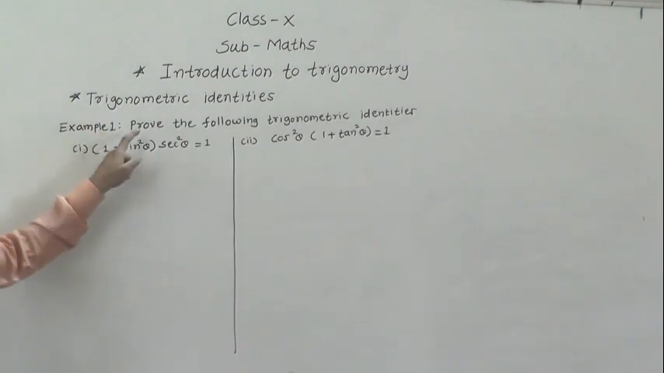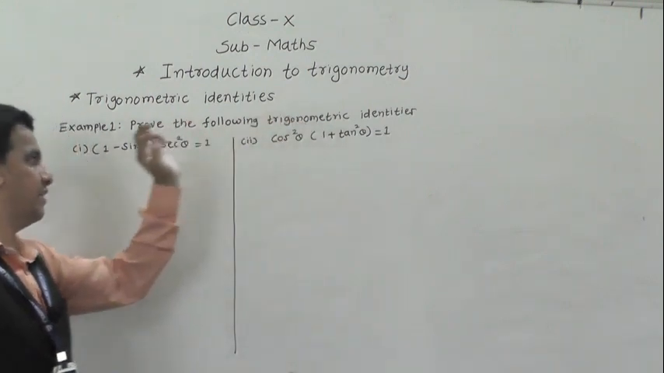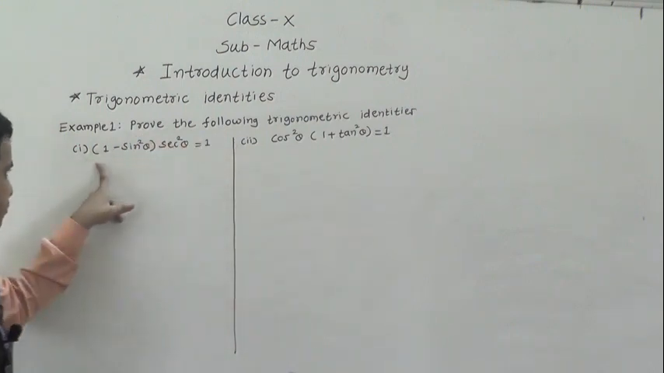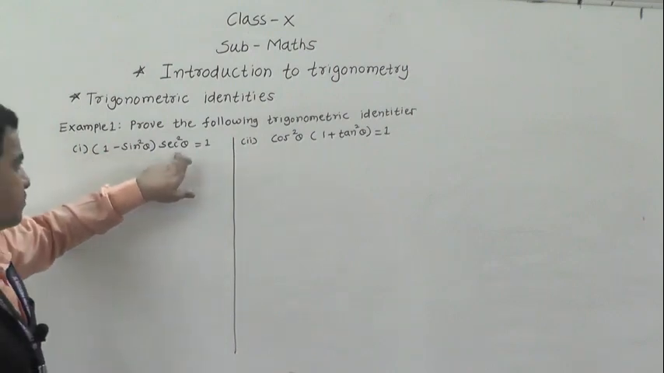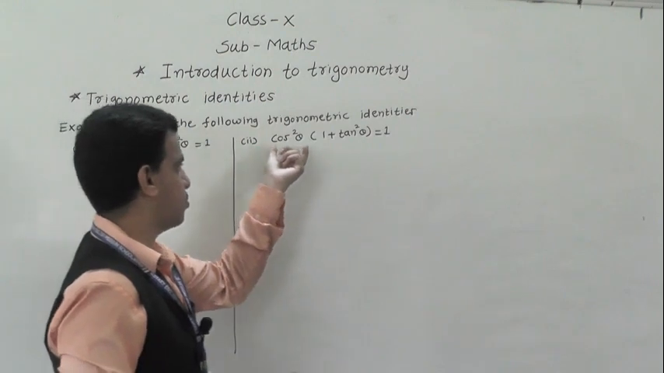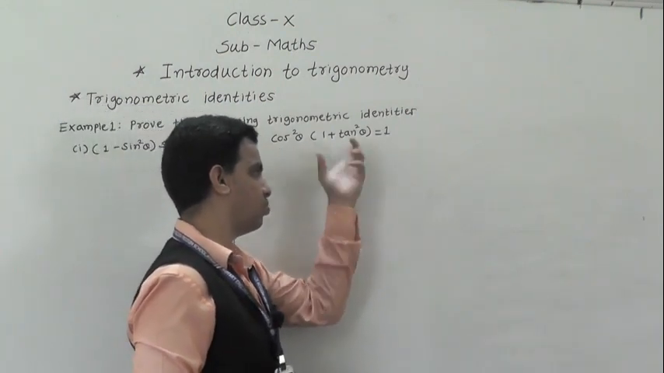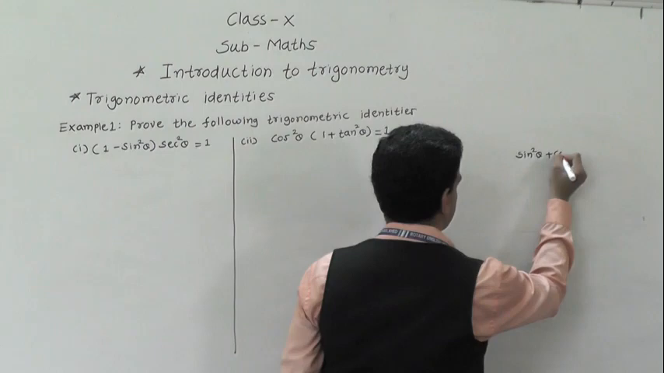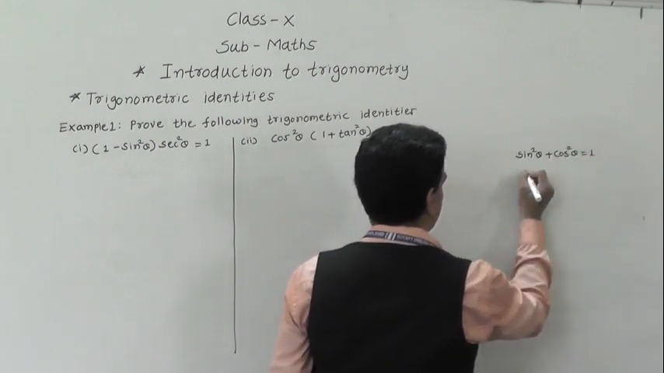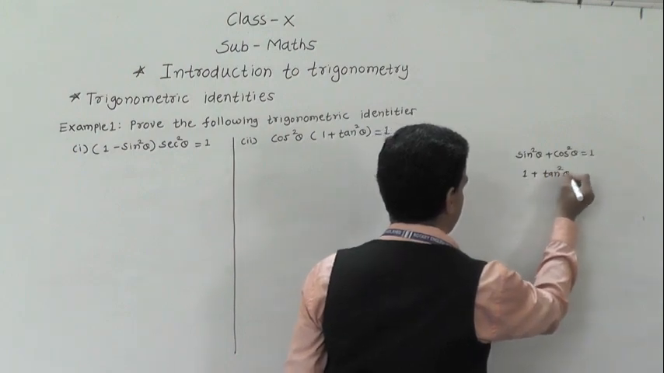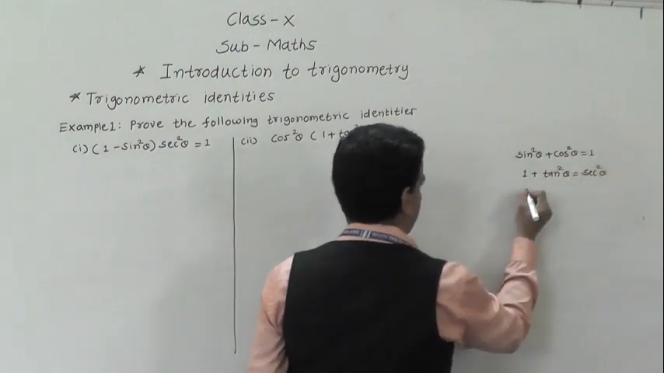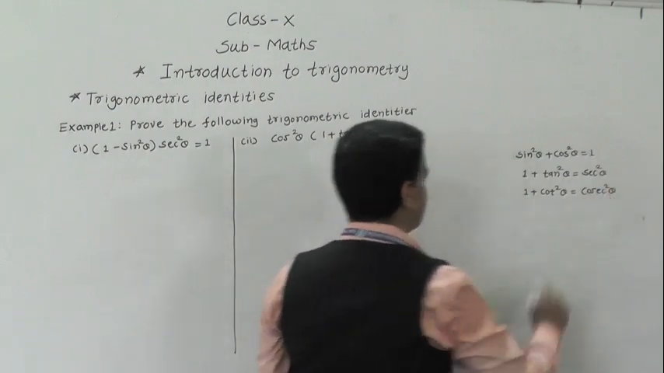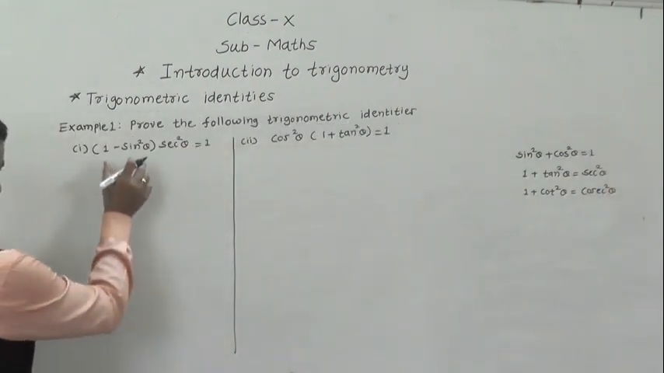First example is: prove the following trigonometric identities. Here I am taking the first two sub questions. First one is 1 minus sin square theta into sec square theta is equal to 1. Second one, cos square theta into 1 plus tan square theta is equal to 1. So here I am writing these three identities. First one, sin square theta plus cos square theta is equal to 1, 1 plus tan square theta is equal to sec square theta, and 1 plus cot square theta is equal to cosec square theta. Now we will start with the first sub question.